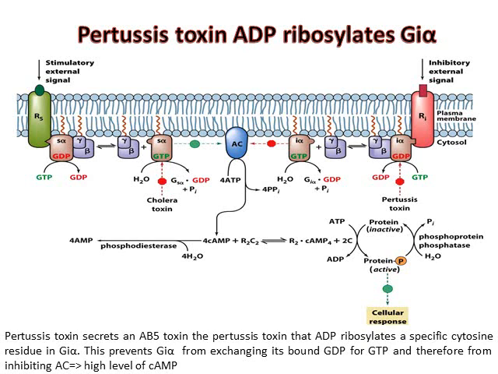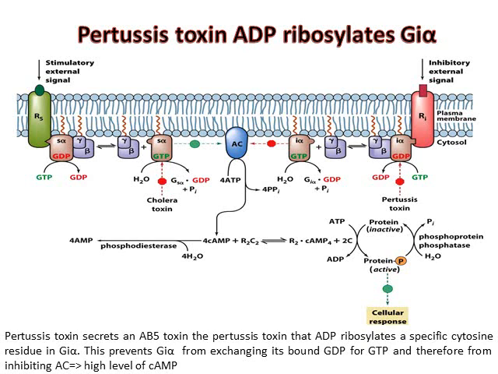This toxin ADP ribosylates a cysteine residue on G-alpha I and prevents it from exchanging its bound GDP with GTP, and therefore it prevents the GI alpha from becoming active to inhibit the adenylate cyclase. Thus, it cannot inhibit adenylate cyclase, and thus adenylate cyclase continues to hydrolyze ATP into cyclic AMP. The high level of cyclic AMP weakens the cellular defense and increases the susceptibility for infection.